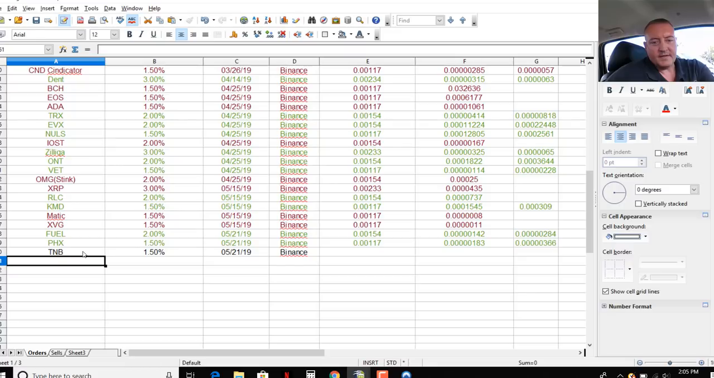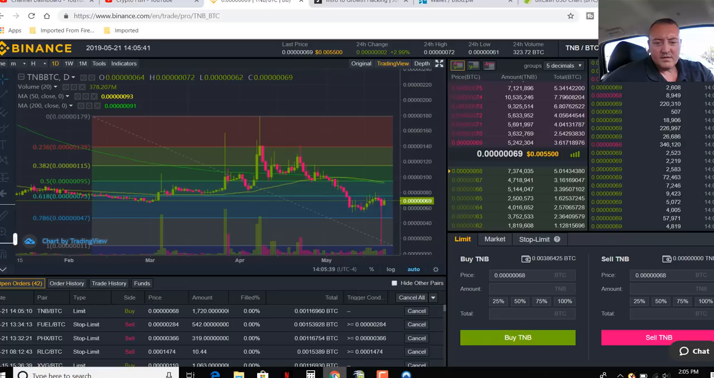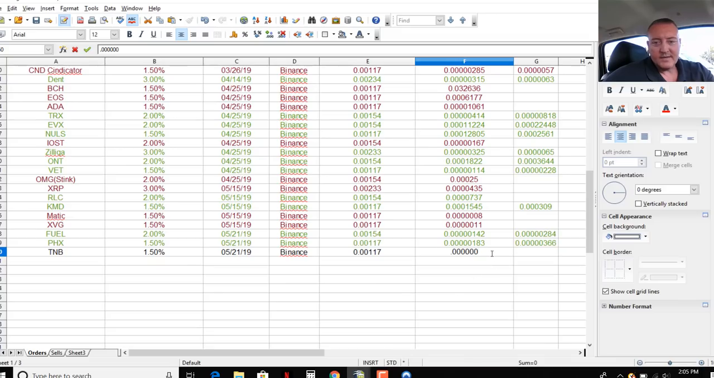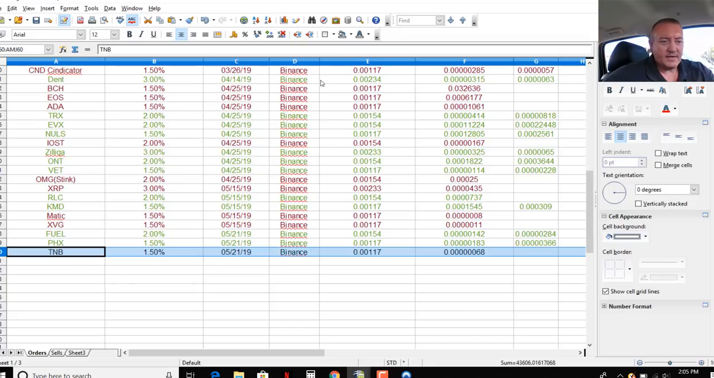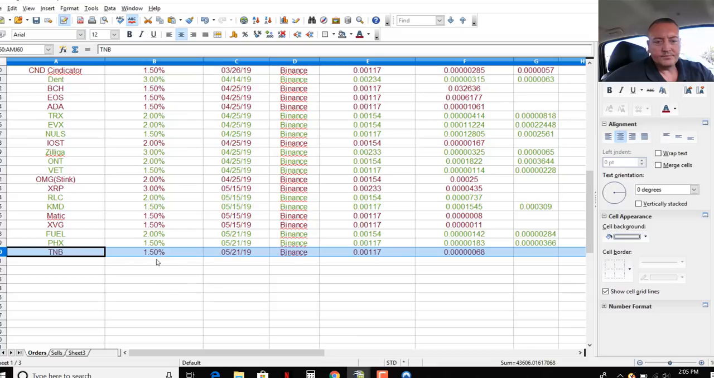It's on Binance. Amount of BTC I spent and the price I got it at, or am trying to get it at, which is going to be 68 Satoshis. A whopping 68 Satoshis. So now I will put that in red, just so I know, hey, that's not been filled yet.